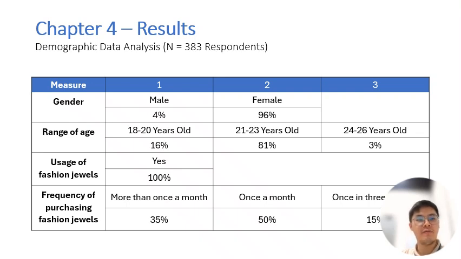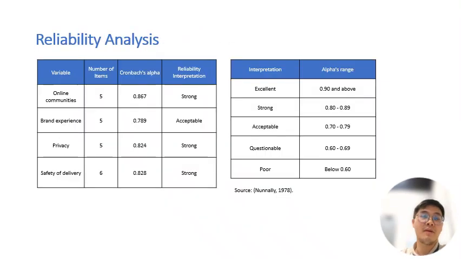When it comes to frequency of purchasing fashion jewelries, 35% mentioned that they will buy more than once a month, half of the population, 50%, will buy once a month, and the remaining 15% will buy once in 3 months, quarterly.